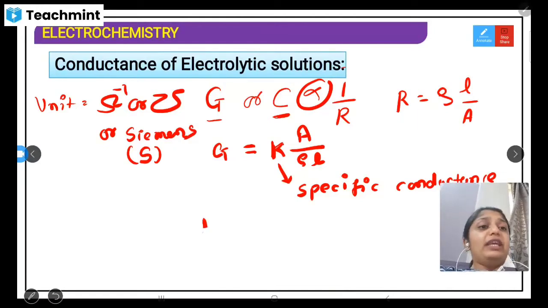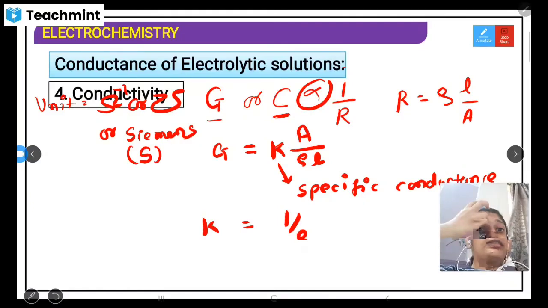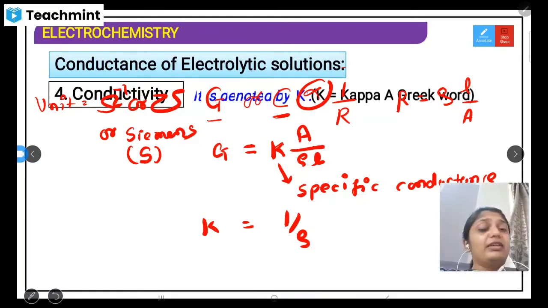Now we will make K the subject. K is the reciprocal of resistivity. One minute, let us take the next point. Conductivity is the reciprocal of resistivity, which is denoted by the kappa symbol.